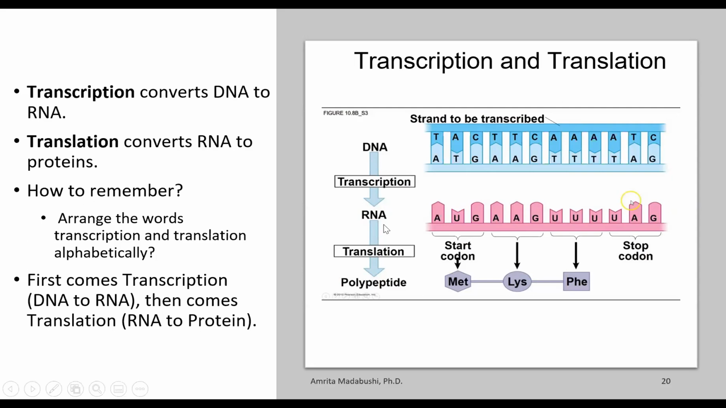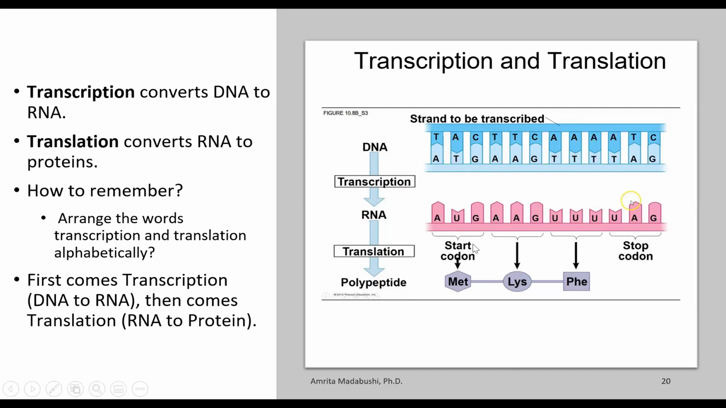So please know that DNA to RNA is transcription, and RNA to protein, or polypeptide in this case, is translation. Polypeptide is the same as protein. Poly means many and peptide indicates the amino acid. So polypeptide, and that is the process of translation.